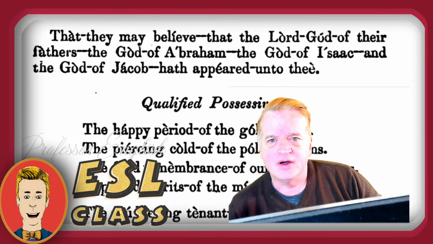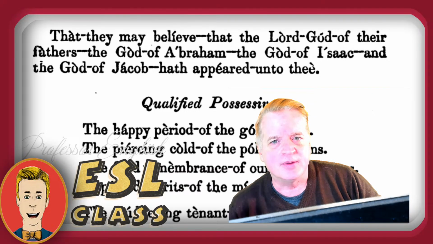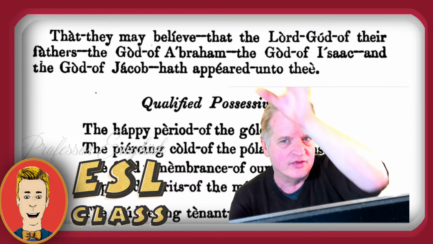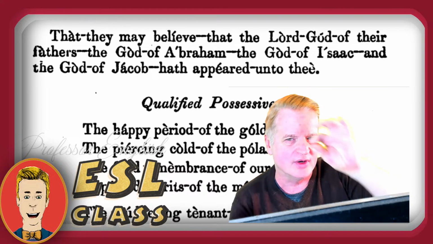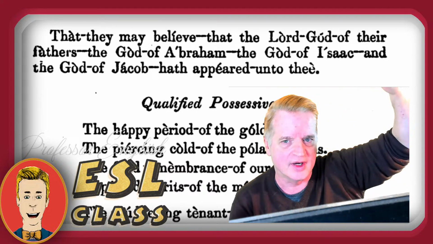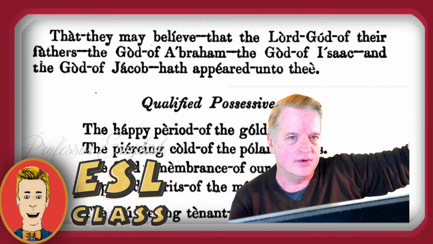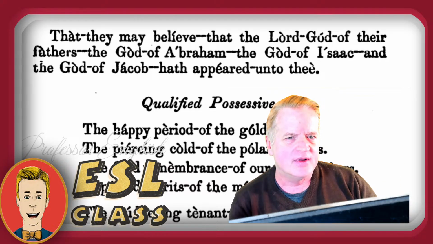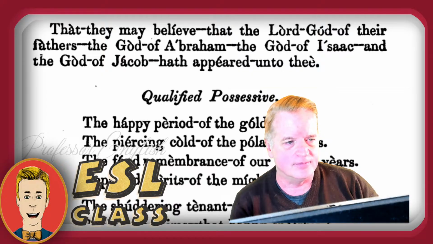Let's see. Now this part is from the Bible. That they may believe. So again, if you want to practice reading with me, then the marks going down, from left to right down, they're major words, but they're not as major as the words that go the opposite direction. So we have that they may believe that the Lord God of their fathers, the God of Abraham, the God of Isaac, and the God of Jacob, hath appeared unto thee.